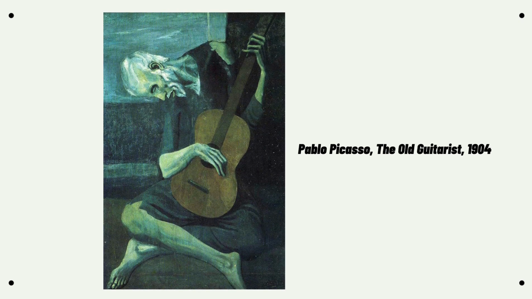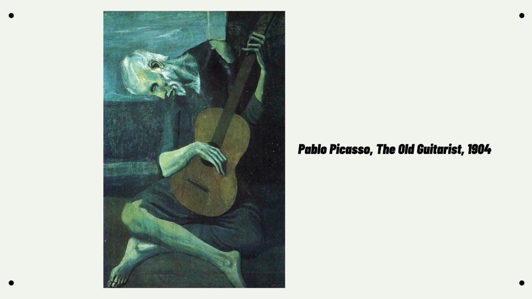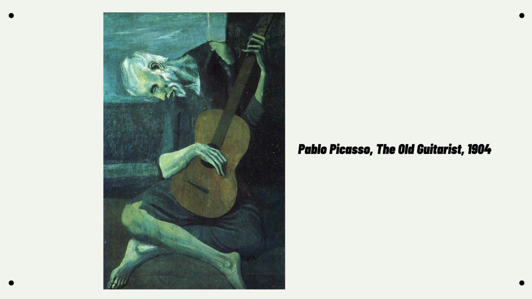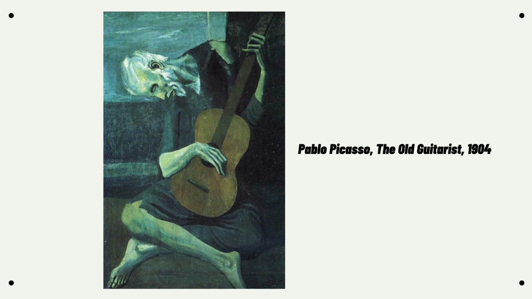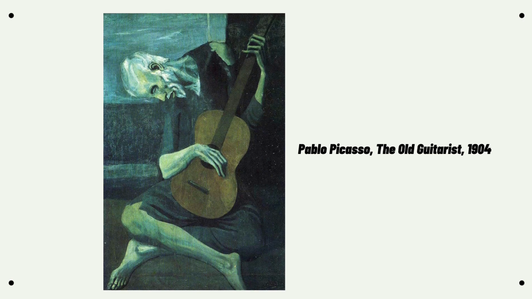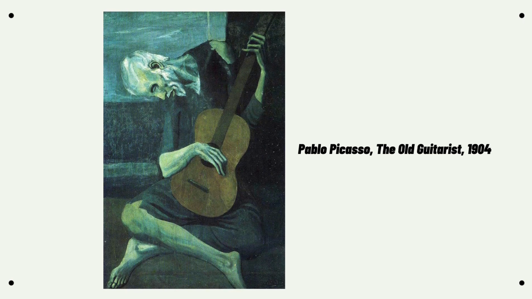For example, a painting which features mostly different tones of green or different tones of blue. Pablo Picasso's The Old Guitarist is united by the dull blue tones used in the painting. Even the orange guitar looks like it is bathed in soft blue light.